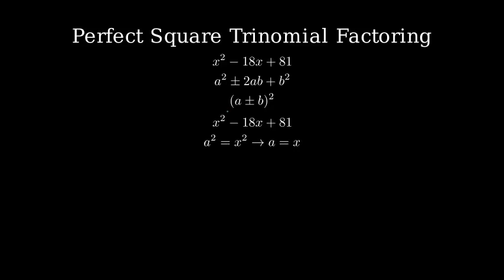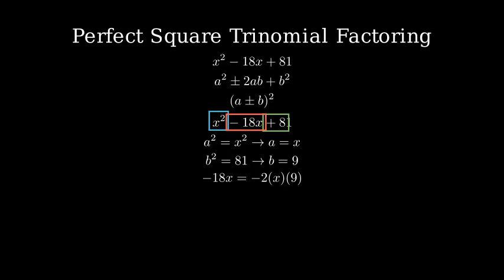The first term, x squared, is a perfect square. This means that a equals x. The last term, 81, is also a perfect square. This means that b equals 9, since 9 squared is 81. For the middle term, negative 18x, we can check if it equals negative 2 times a times b. Negative 2 times x times 9 equals negative 18x, confirming that this is indeed a perfect square trinomial.